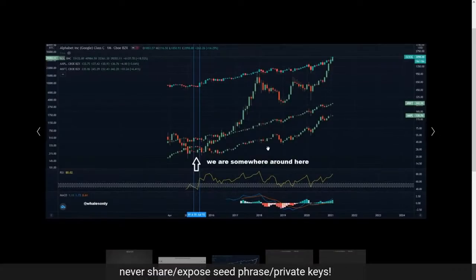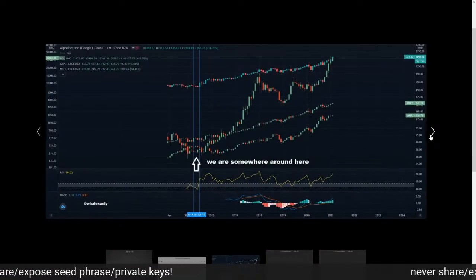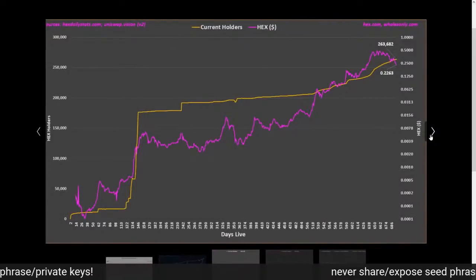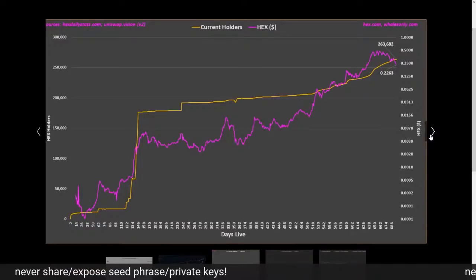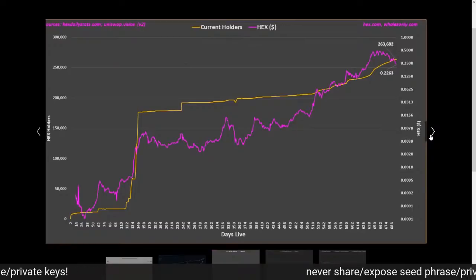Still somewhere around here, right? We're still in the cents area until we break out the buck, really 50 cents and up. We're not going to start seeing some elevation. Now this is current holders. I've changed this up. I used to have it as total holders, and here we have current holders versus Hex. Now the line is getting flat, which is interesting.